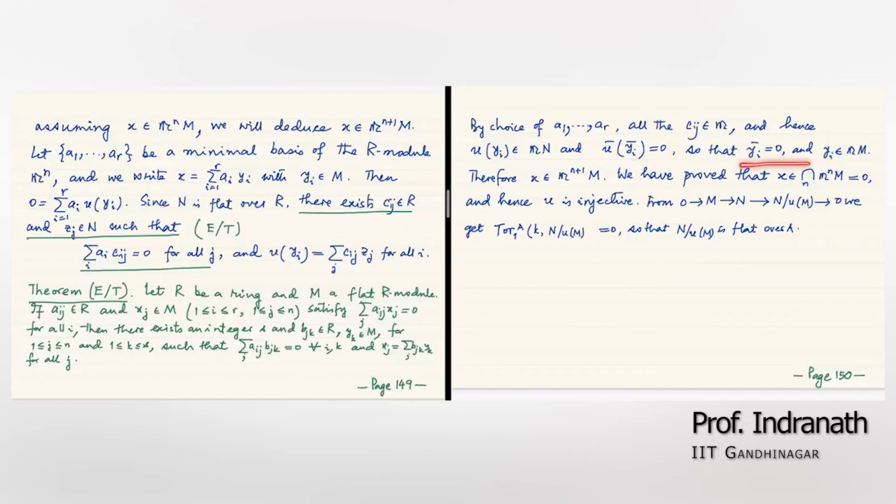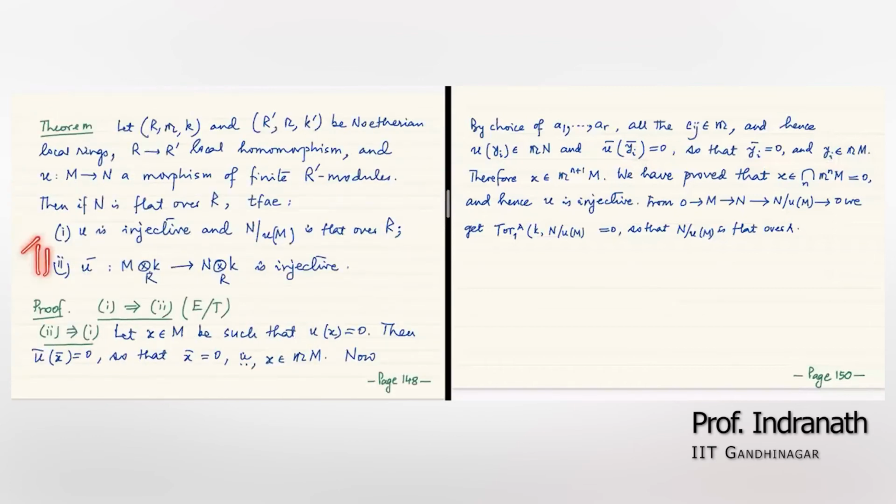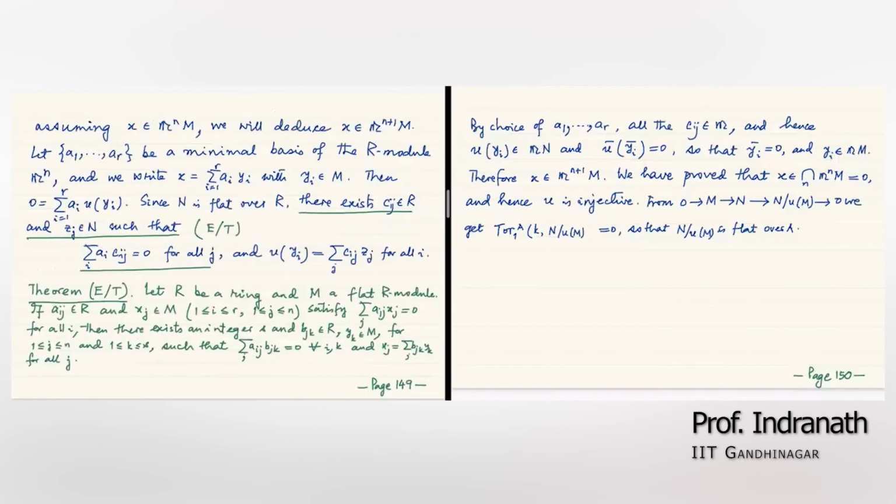Is that clear to all of you? Why am I writing this? We are trying to prove 2 implies 1. This is fine. This is basically the injectivity condition. So you have yi belongs to m n, and therefore x belongs to m to the power n plus 1 m. But remember what we were trying to show. We want to show x is 0, right? We were trying to show that if x belongs to m to the power n m, then x belongs to m to the power n plus 1 m.